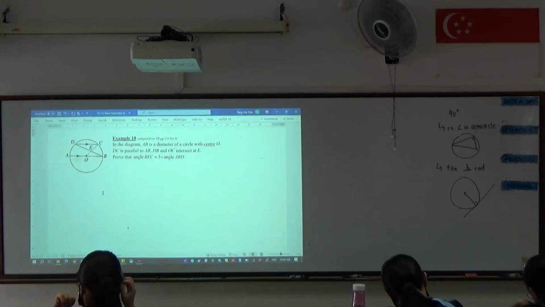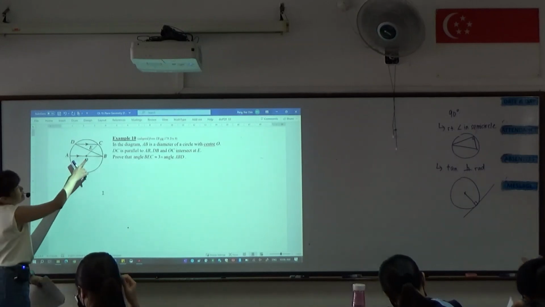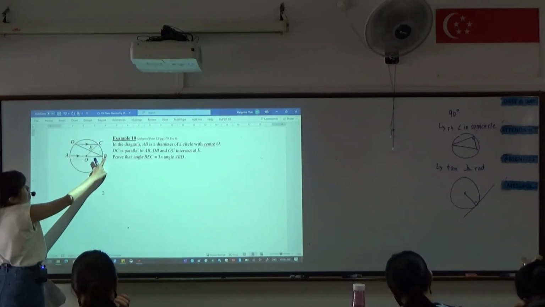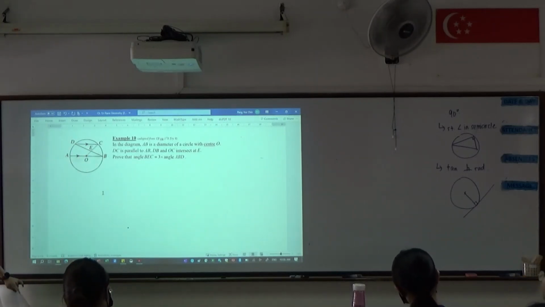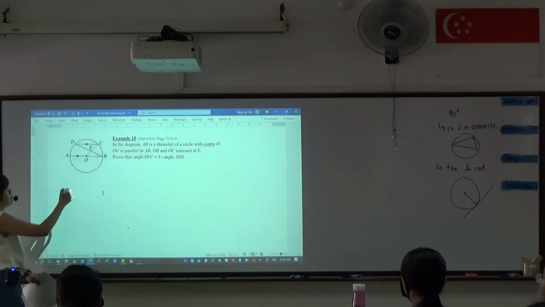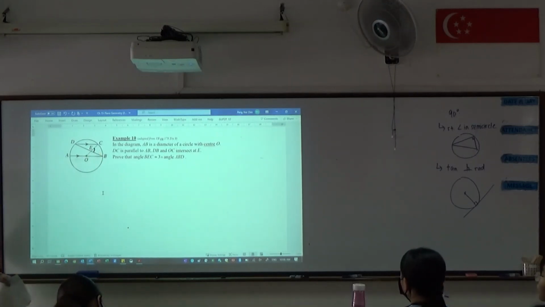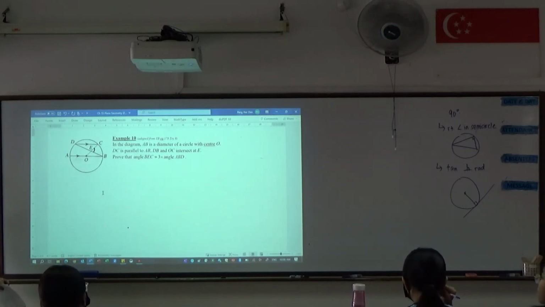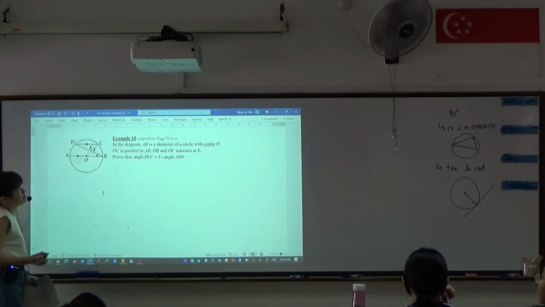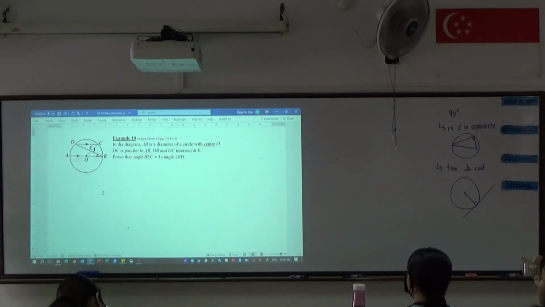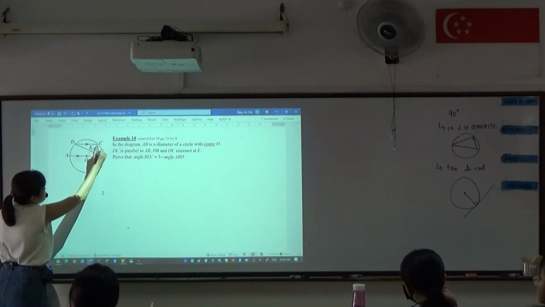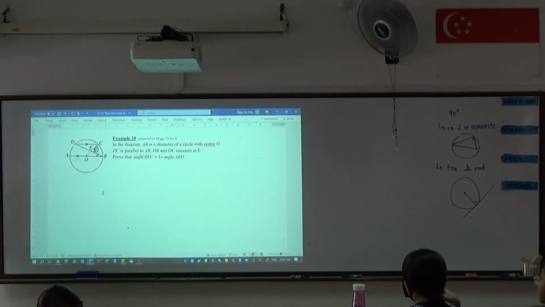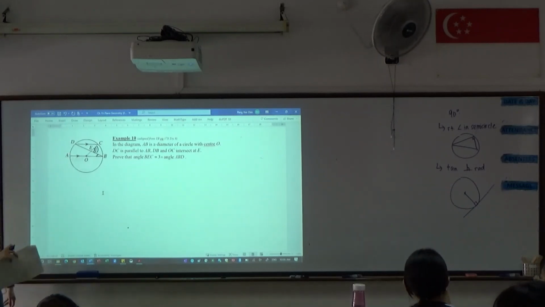The question is that AB is a diameter with center O, and DC is parallel to AB, and DB and OC intersect at E. We want to prove that angle BEC, which is this angle over here, is actually 3 times the angle ABD. ABD is this angle over here. To keep my objective clear, sometimes I will label it in my diagram. I want this to be 3 times, so I'll just draw 3 strokes up, so that I have the diagram to help me identify the end result that I want.